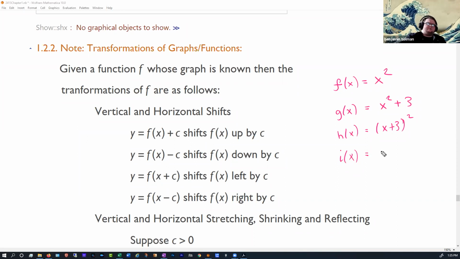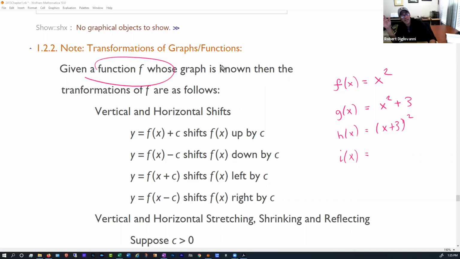Aren't the square root functions a little different though too? Oh, they all do the same. Yep. This is for any function. You'll get this shifting.